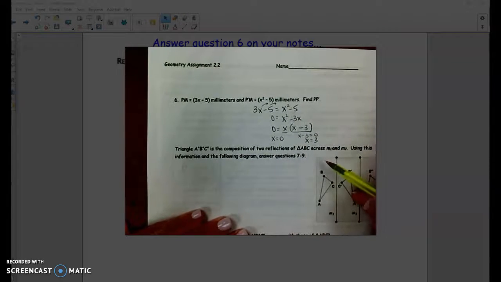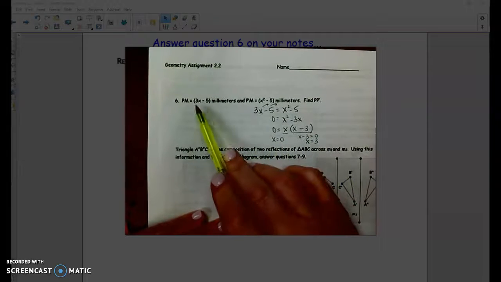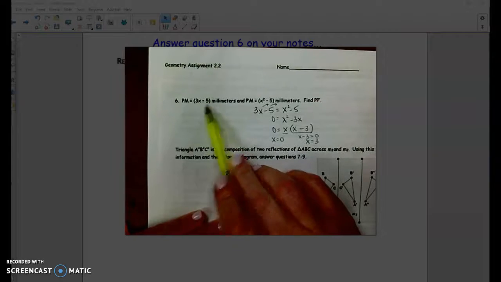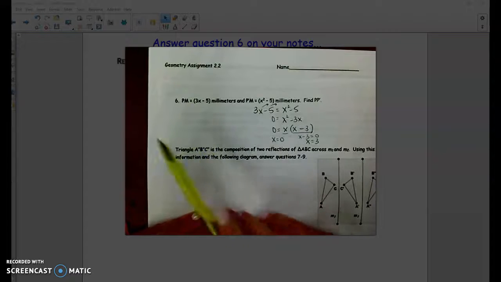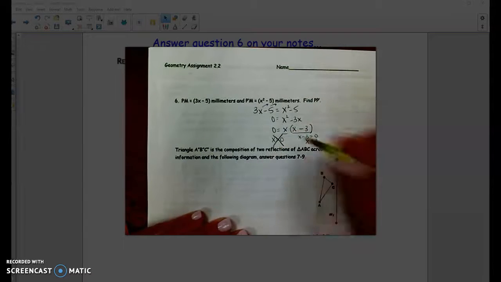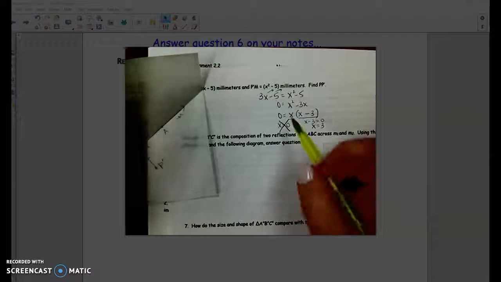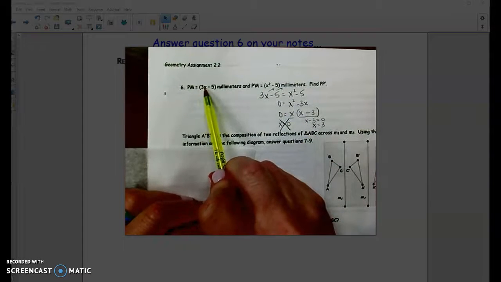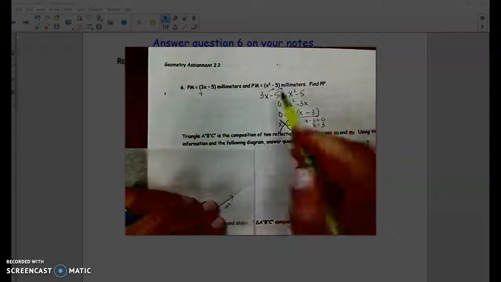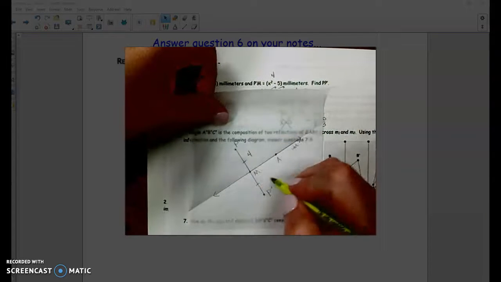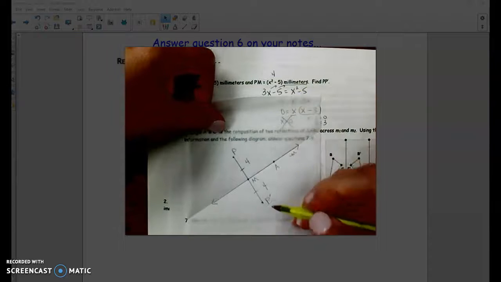Now, not both of these make sense geometrically, even though they are correct solutions algebraically. Because if I put 0 in for x, in for PM, 3 times 0 is 0, minus 5 is negative 5. Doesn't make sense for that distance from P to M to be a negative distance. So this is not a valid answer geometrically. Now, if I put the 3 in for x here, 3 times 3 is 9, minus 5 is 4. And here, 3 squared is 9, minus 5 is 4. So both PM and P prime M are both 4, and we're given units of millimeters.